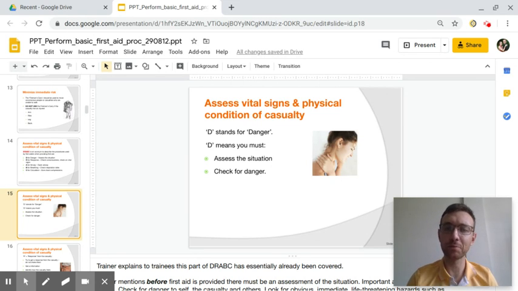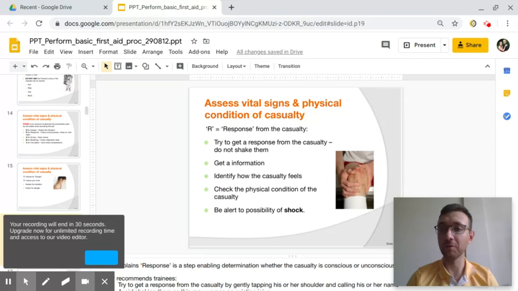If there's no danger, no problem. You can help the victim, but always protect yourself and the victim. And again, if it's a dangerous situation, we'll move the victim out of the area.